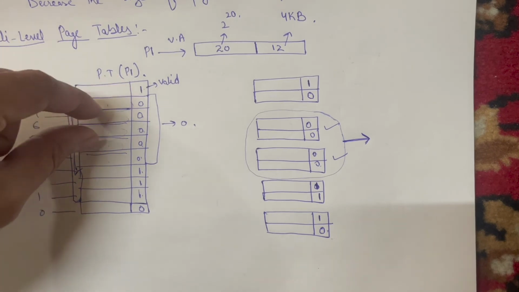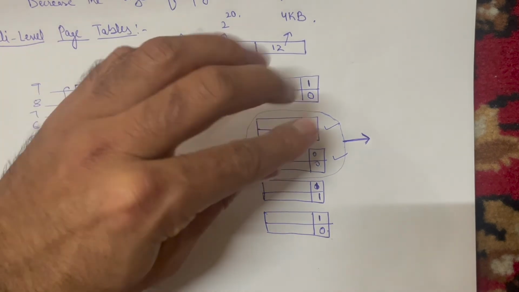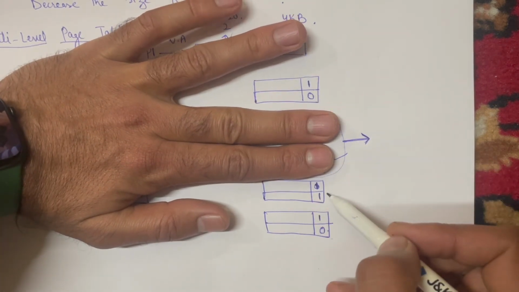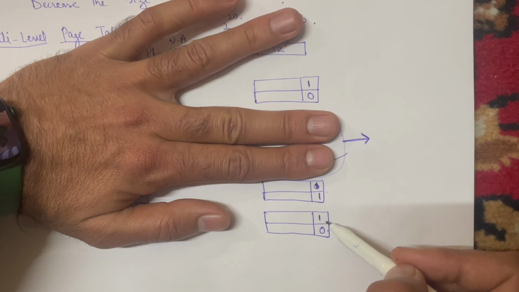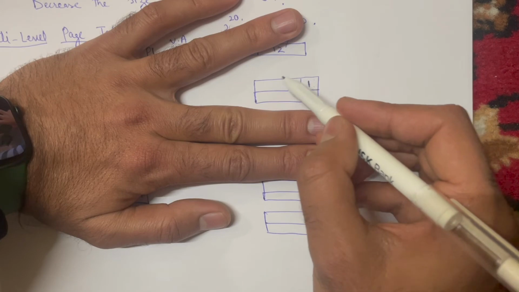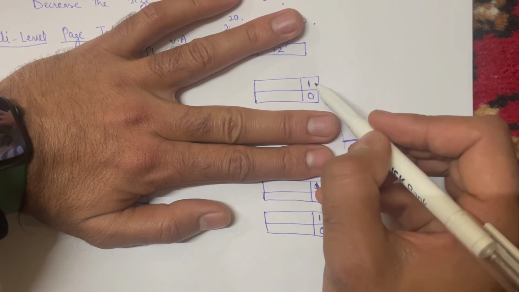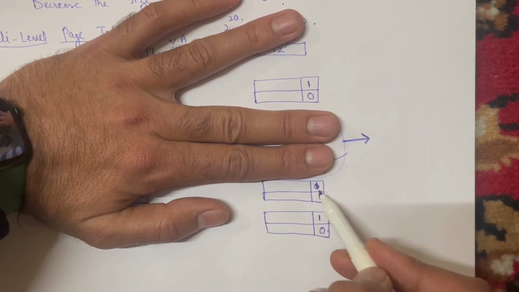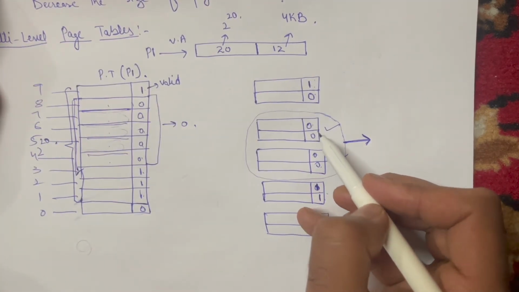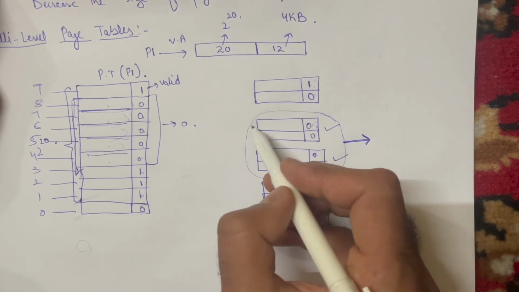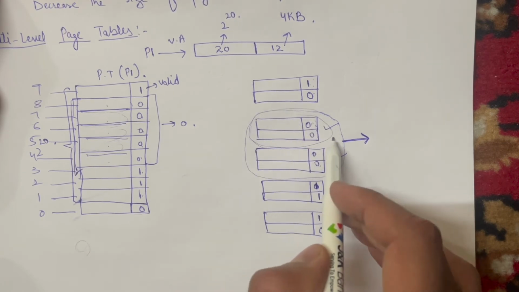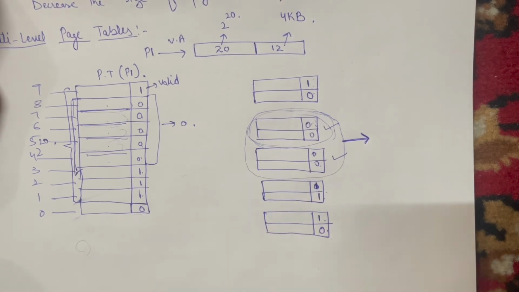But if I am dividing it into sub pages, then I can easily deallocate these two sub pages and I have to reserve the space for only these three. These three means only those sub pages where at least one entry is valid. So here one entry is valid, here two entries are valid, one entry is valid. For those sub pages where there is no valid entry, I will remove those page tables, these sub page tables, from the main memory.